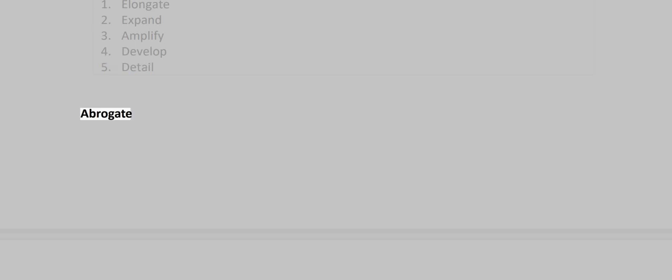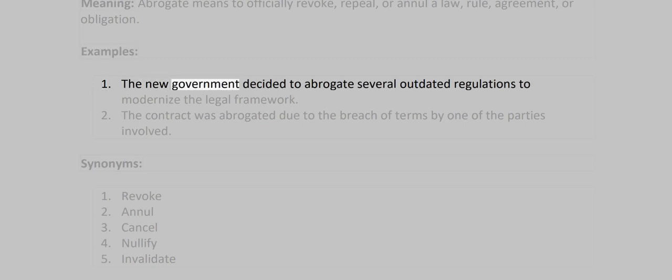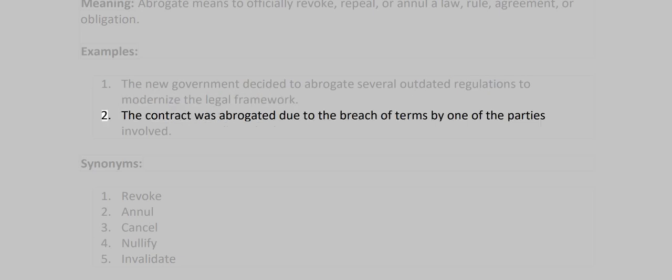Abrogate. Meaning, abrogate means to officially revoke, repeal, or annul a law, rule, agreement, or obligation. Examples. 1. The new government decided to abrogate several outdated regulations to modernize the legal framework. 2. The contract was abrogated due to the breach of terms by one of the parties involved.